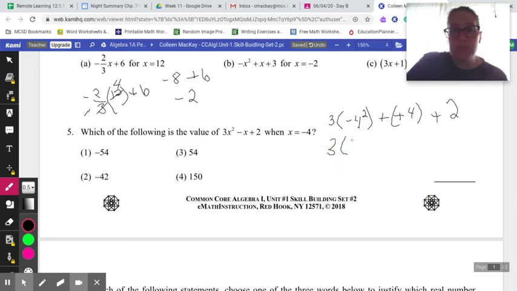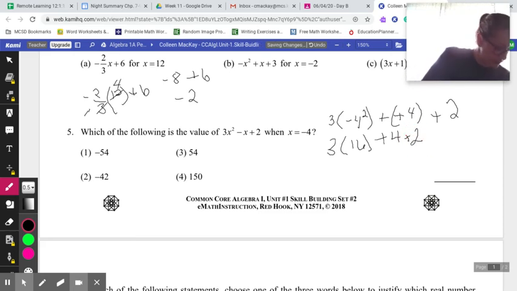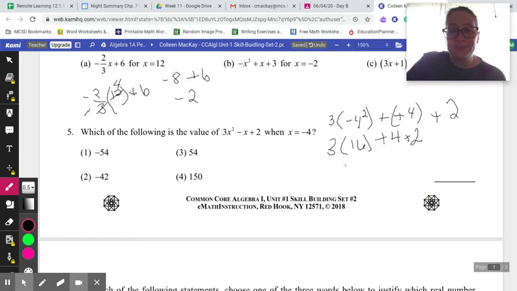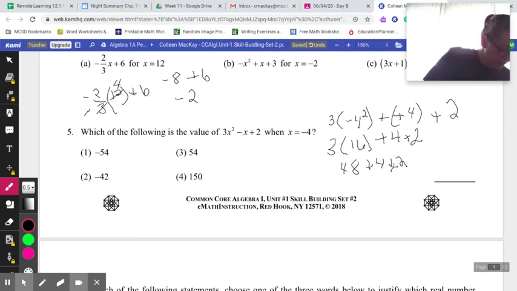So 3 times 16 plus 4 plus 2. Okay, 3 times 16 is 48. Plus 4 plus 2. So 48 plus 4 plus 2 is 54.